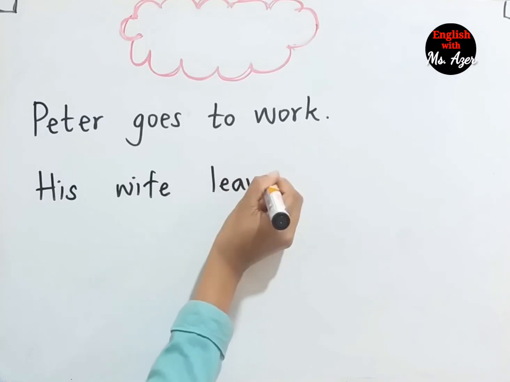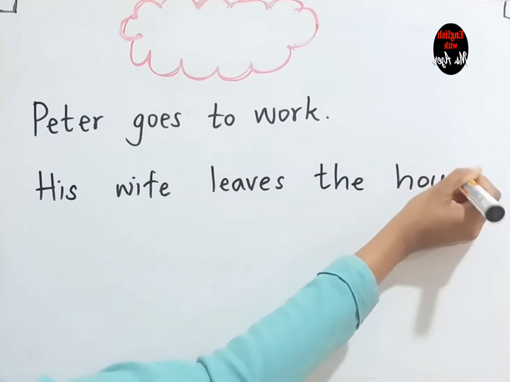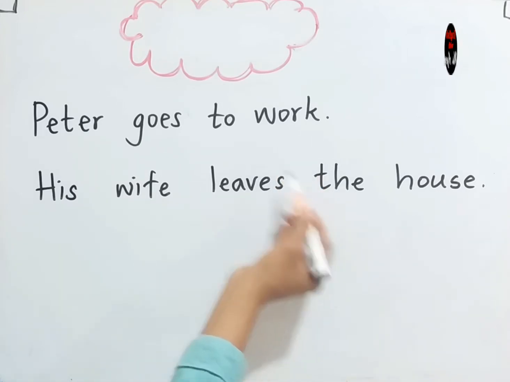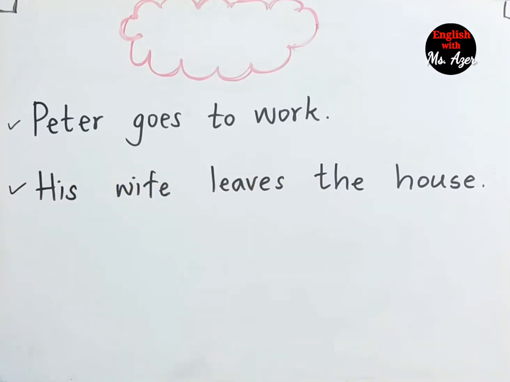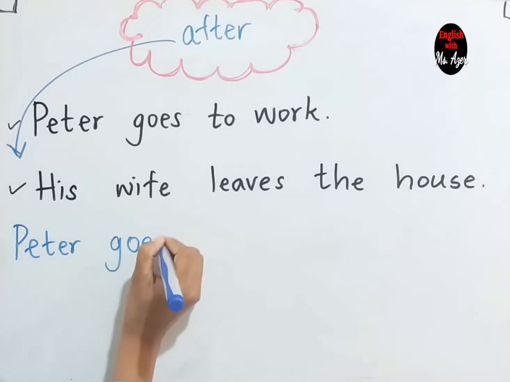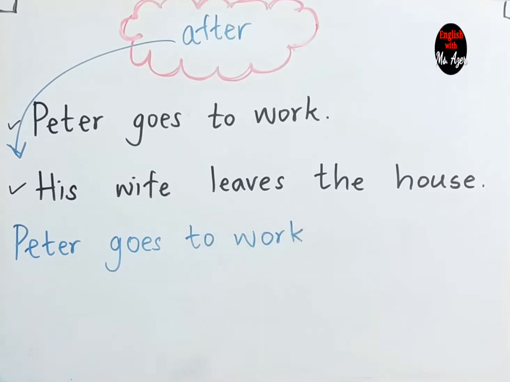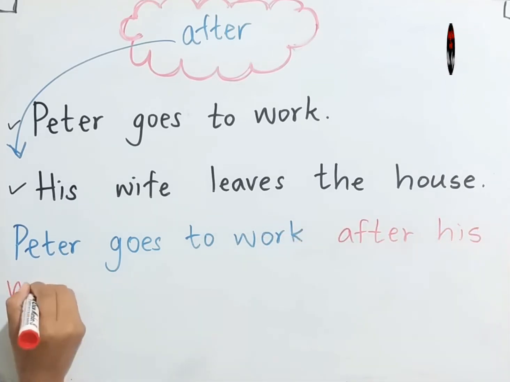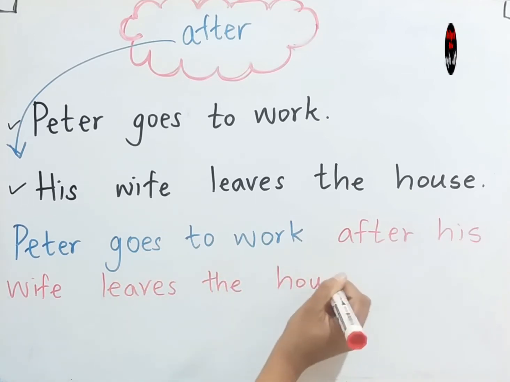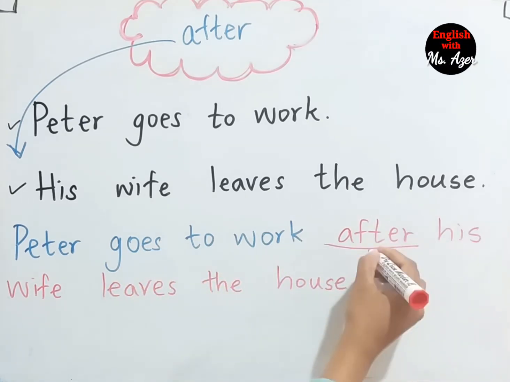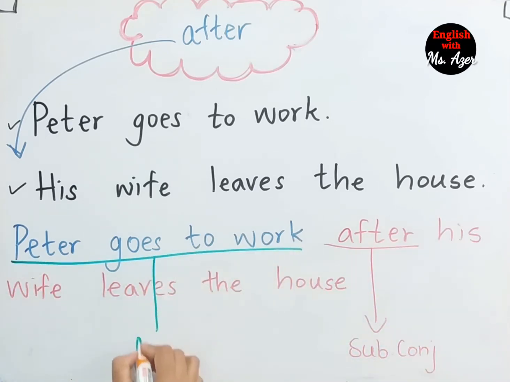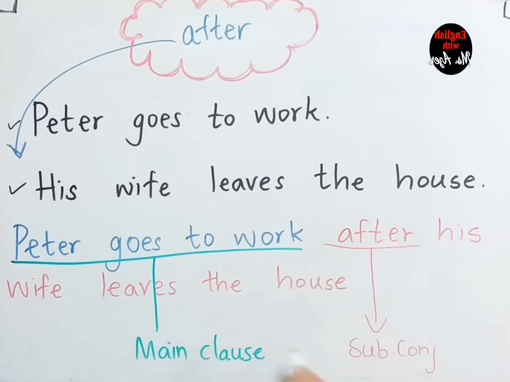Now look at this situation. Peter goes to work. His wife leaves the house. Let's use the subordinating conjunction after in this situation and say Peter goes to work after his wife leaves the house. After is the subordinating conjunction. After his wife leaves the house becomes the subordinate or the dependent clause, and Peter goes to work is the main clause in this sentence.